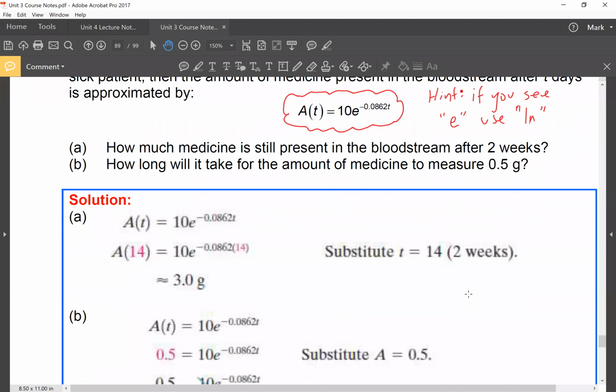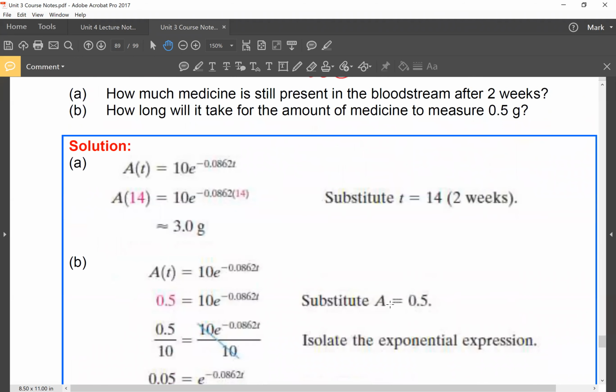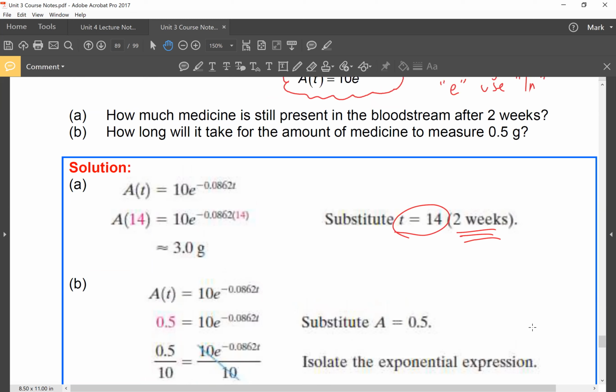Okay, question A, very simple question. How much of the medicine is still present in the bloodstream after 2 weeks? Now, very important. T is measured in days. Okay, T is measured in days. So for T, I'm going to use 14 because 14 days is 2 weeks. Don't worry, you won't have to do any crazy time conversions on your final.